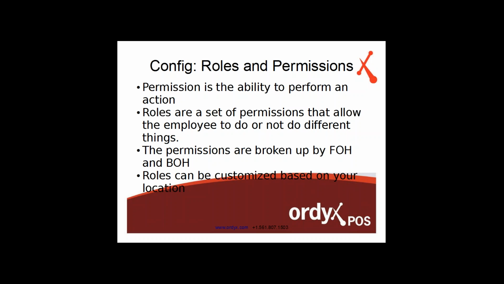And the permissions are broken up by front of the house and back of the house. Front of the house is what the servers or managers will be able to do on the terminal. Back of the house is what they can do when they log in to the back office, and they can also do price changes. They can add items to the menu, and they can add people to the staff list and everything like that. And roles can be customized based on your location. So as I was telling you, that depends on how you trust your employees.